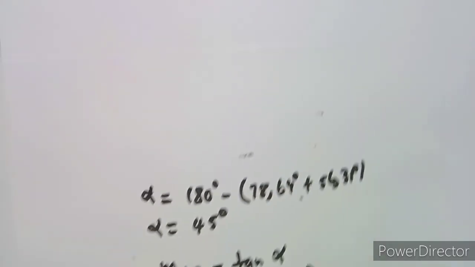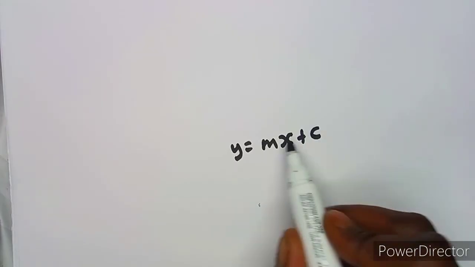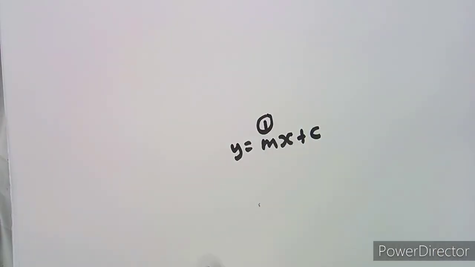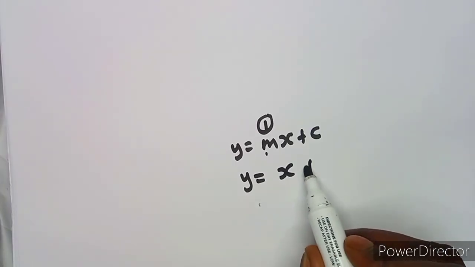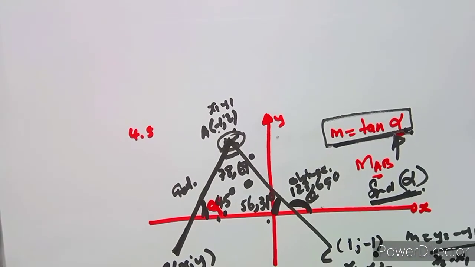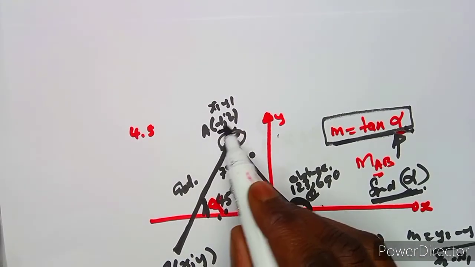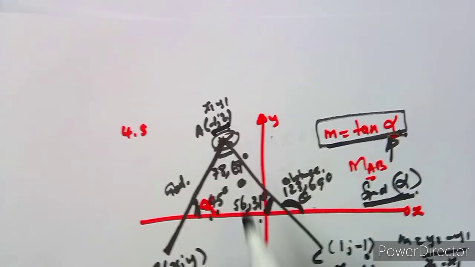How are we going to do that? Remember, the equation of a line is given by y is equal to mx plus c, where m is the gradient. So we've got a gradient of 1 there, so y is equal to x plus c. To find the value of c, we now substitute our point A with the coordinate (-1, 2), where x is -1 and y is 2.